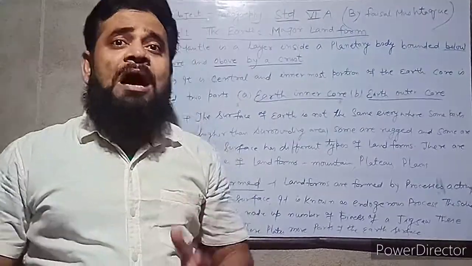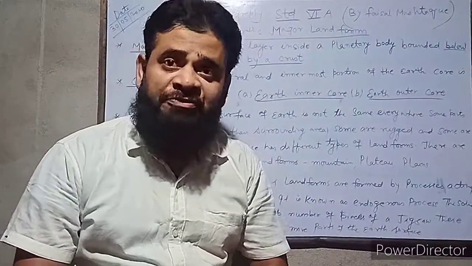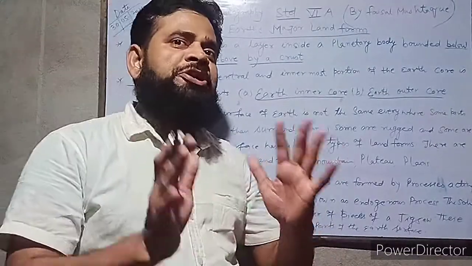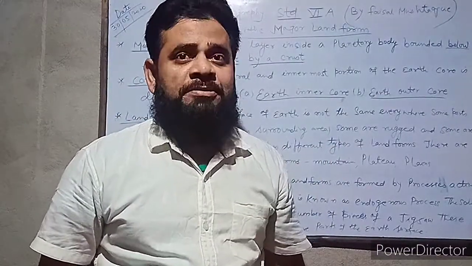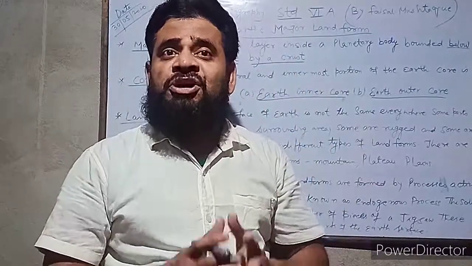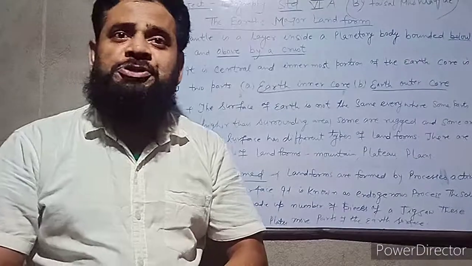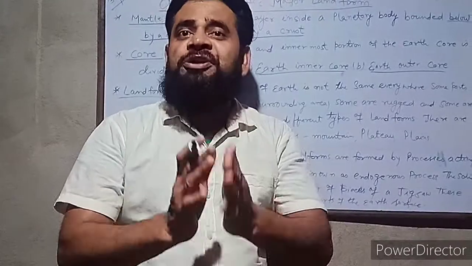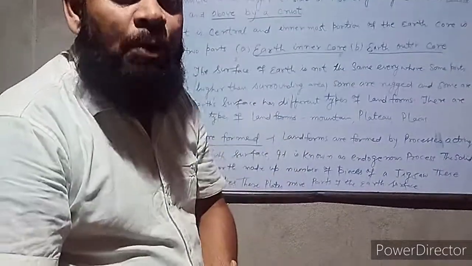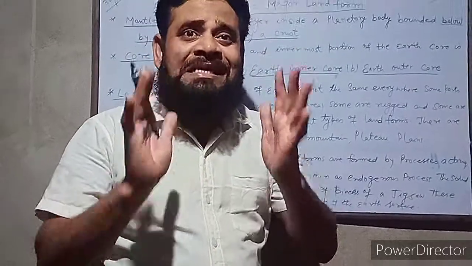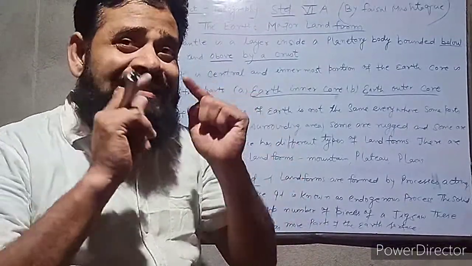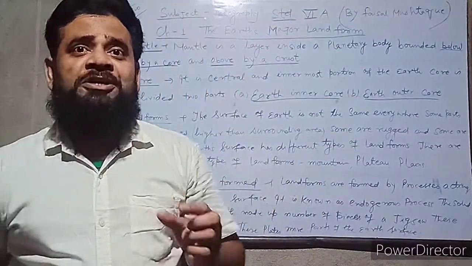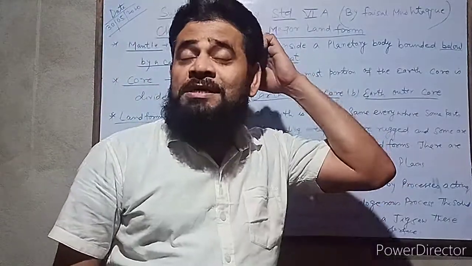Now, landform. Out of the total area of the surface, about 71% is covered by water, and the remaining 29% is in the form of land. So out of 100%, 71% is covered by water and 29% is land masses. The vast area of water surrounding the land masses is interconnected. This level of water is called the sea level.